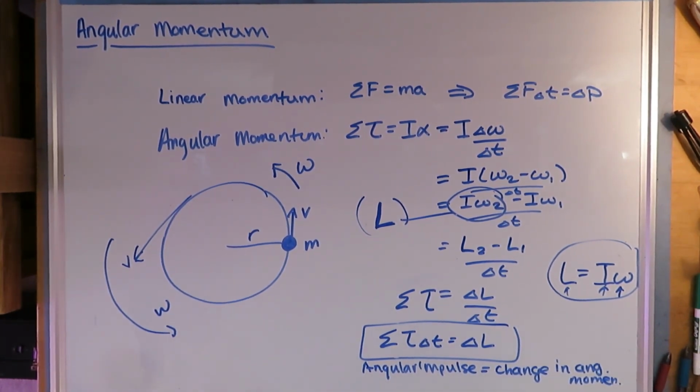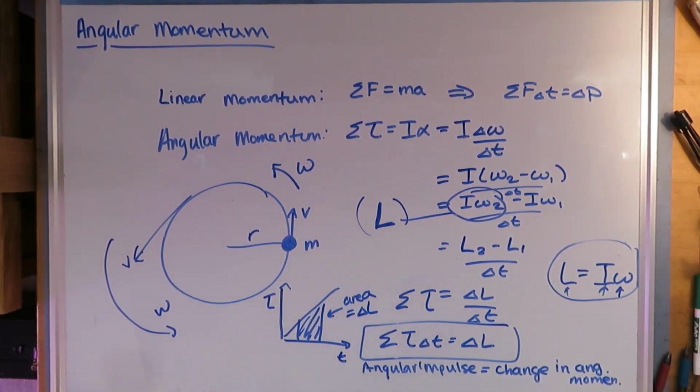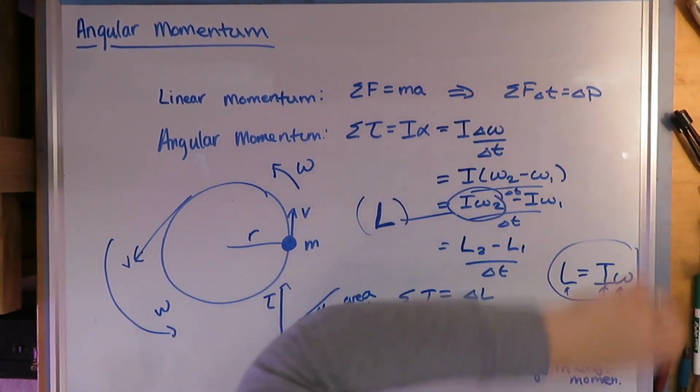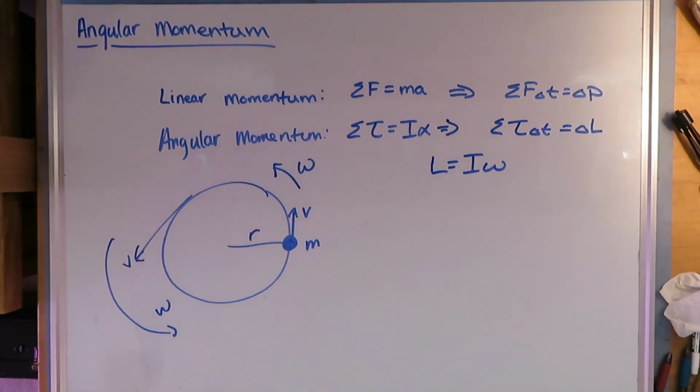Realize that you can then do graphs of torque versus time, and then the area under the curve, your area here, is going to be equal to the change in angular momentum. Kind of like if you did a force-time graph, the area under the curve is the impulse.